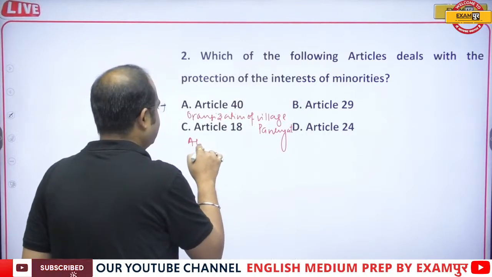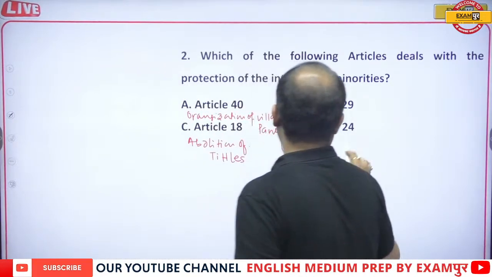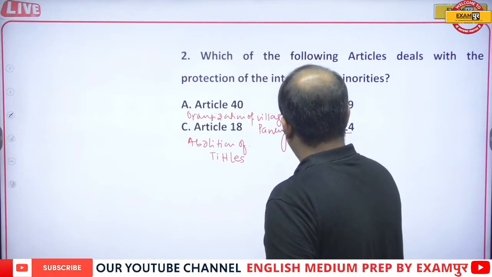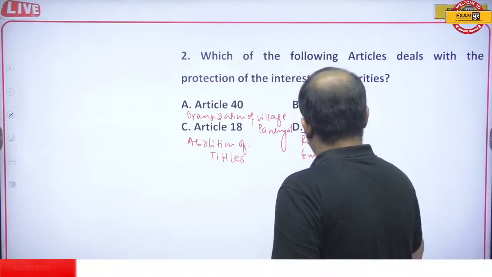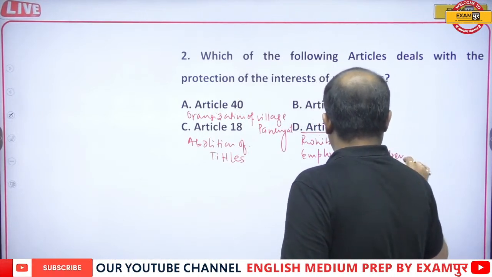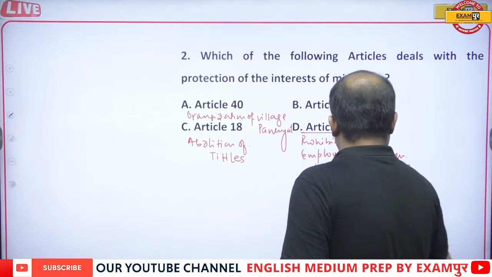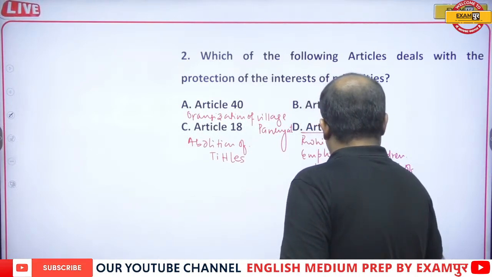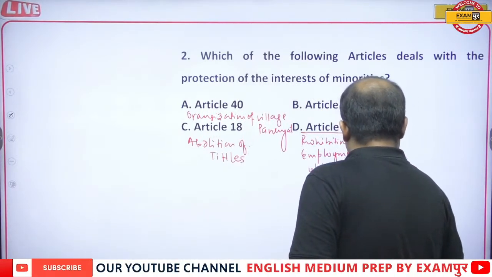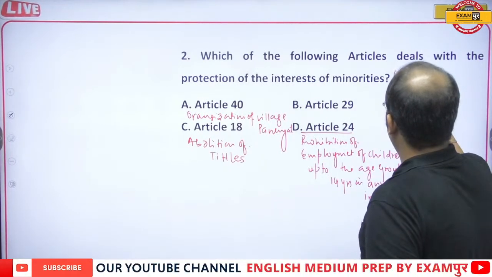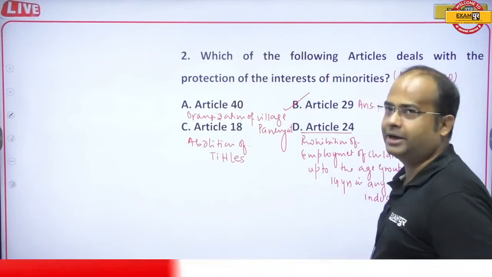Article 18 is the abolition of titles. Then Article 24 is the prohibition of employment of children up to the age group of 14 years in any dangerous industry. And the protection of the interest of minorities is defined in Articles 29 and 30. So the correct answer will be, guys, option B, that is Article 29.